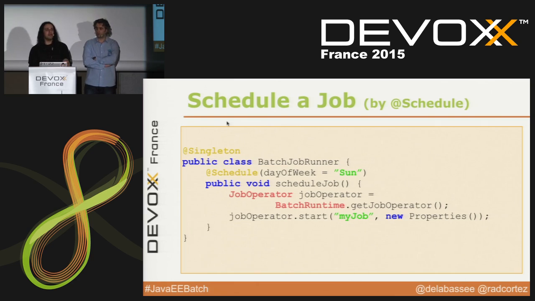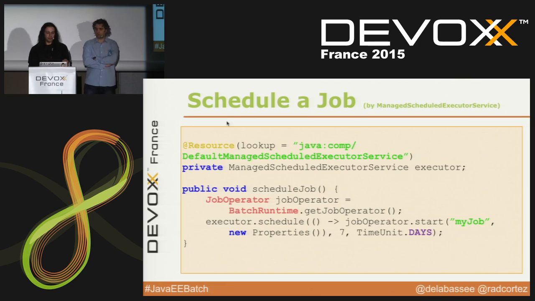Something interesting, of course, is that sometimes or most of the time you need to schedule a job. There are a couple of ways you can do it. If you're on a Java EE environment, you can use a singleton and the @Schedule annotation and put the way you want to schedule your job. If not, you can also use the managed scheduled executor service, and you can schedule the job programmatically.